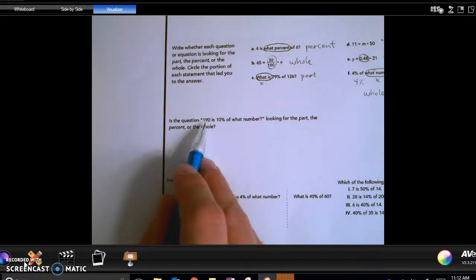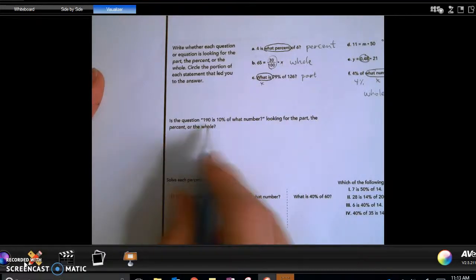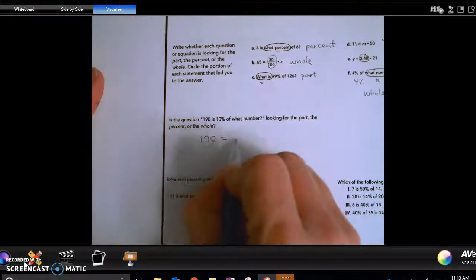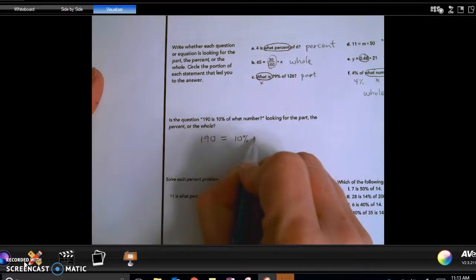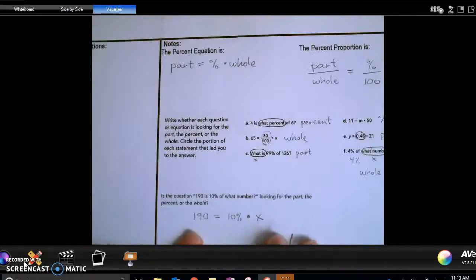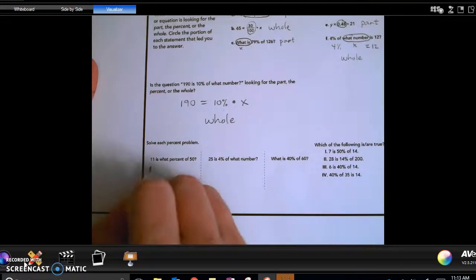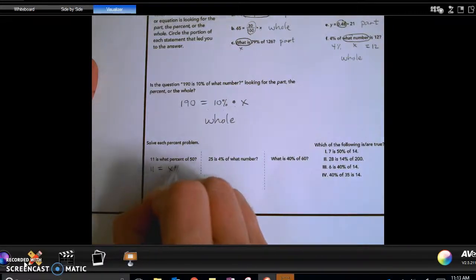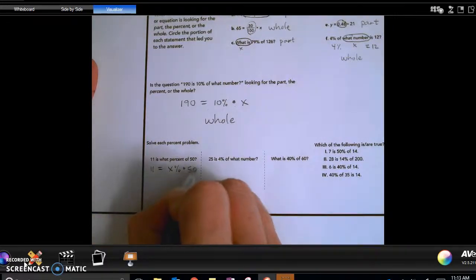So, 190 is 10% of what number: looking for the part, the percent, or the whole? So let's break it down. 190 equals 10% of what number? If I use my equation here, part equals percent times whole, I am looking for the whole in this case. So now let's actually solve some together. 11 is what percent of 50?